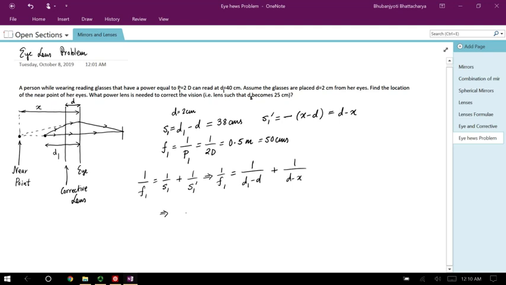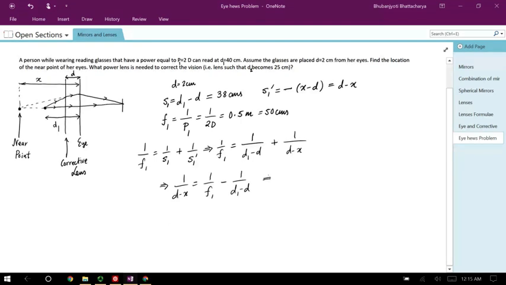If I simplify this formula, it will look like 1 over d minus x is equal to 1 over f1 minus 1 over d1 minus d. And if I just take the inverse of both sides, we can write d minus x is equal to f1 times d1 minus d divided by d1 minus d minus f1. And we eventually want to find x, which means x is equal to d minus f1 times d1 minus d divided by d1 minus d minus f1.